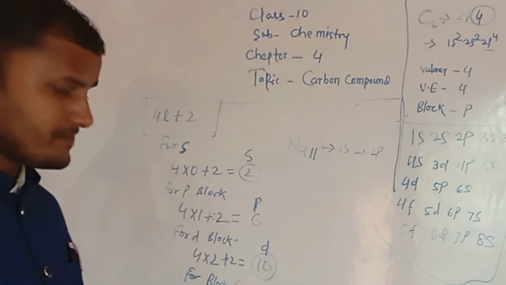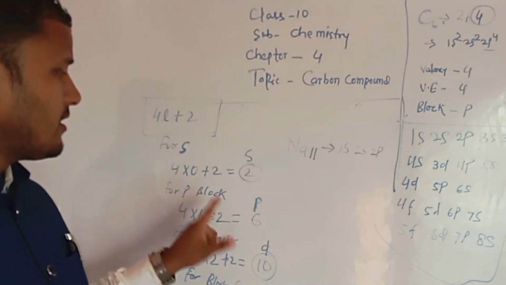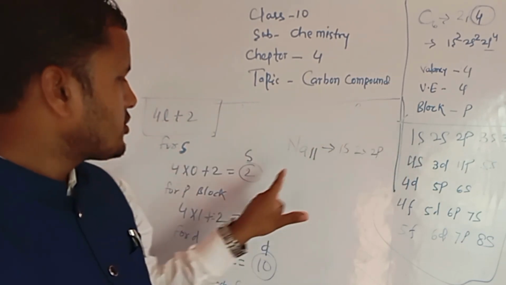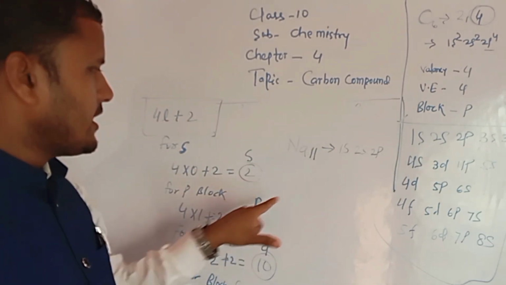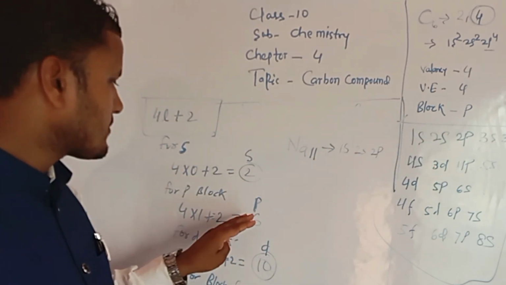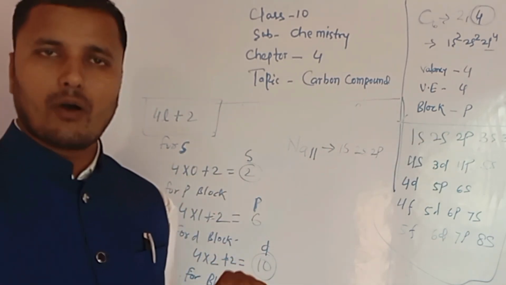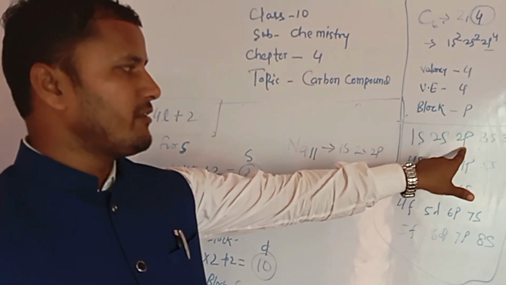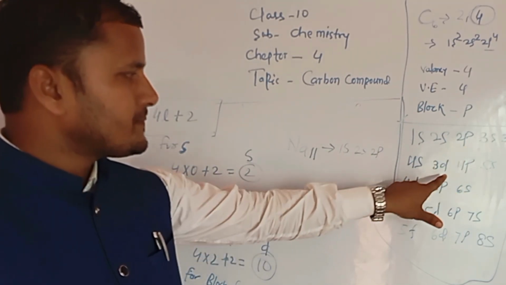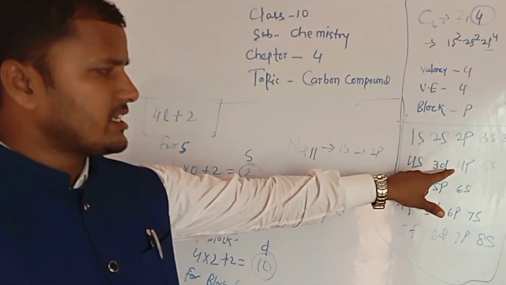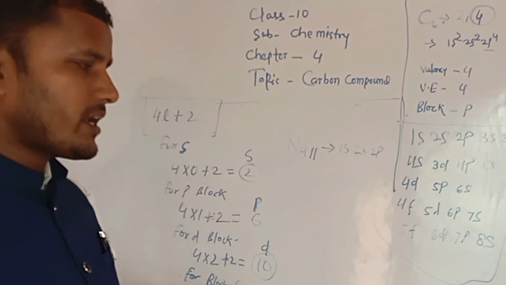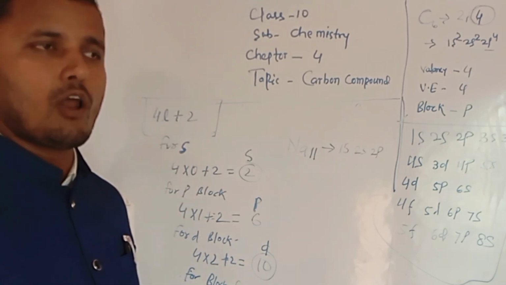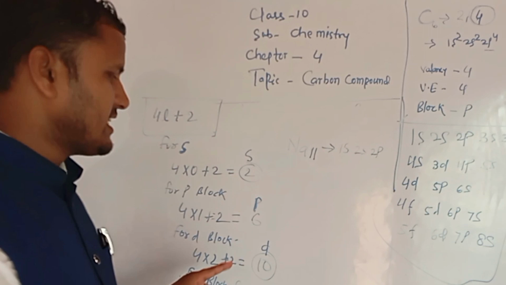Note this point, because this is very important. You have to remember it. In block s, at most 2 electrons can live. In block p, there is a limit. More than 6 electrons do not live in block p. More than 10 do not live in block d. More than 14 do not live in block f. So there is a limit of block, a limit of rule.